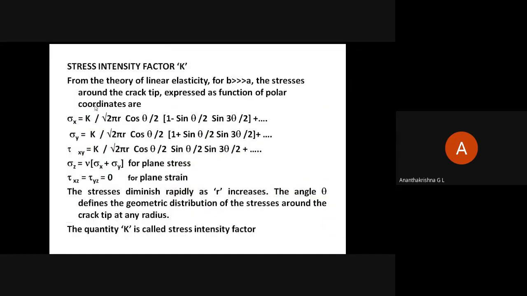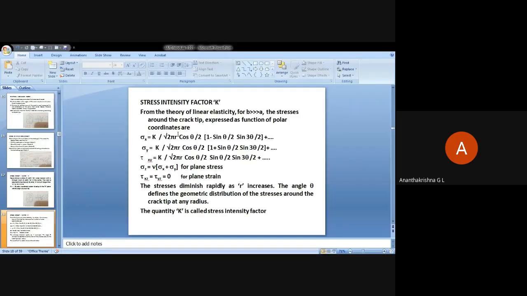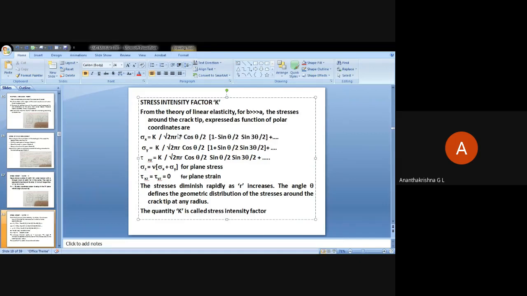Can you see the equations? Please note down K divided by root of 2 pi r. After 2 pi r, the cos theta does not have a root. Please remember: K by root 2 pi r, then multiplied by cos of theta by 2 into 1 minus sin theta by 2, and so on. Cos theta is not in the denominator. Since it may be confusing, I'll just put one star there.